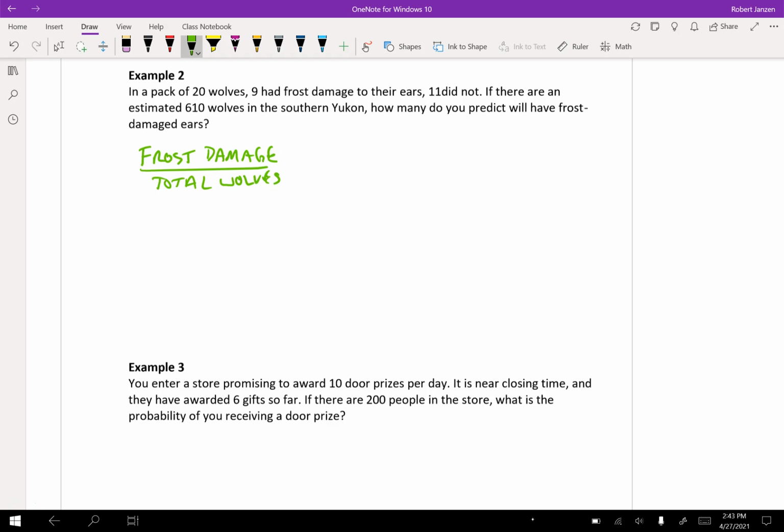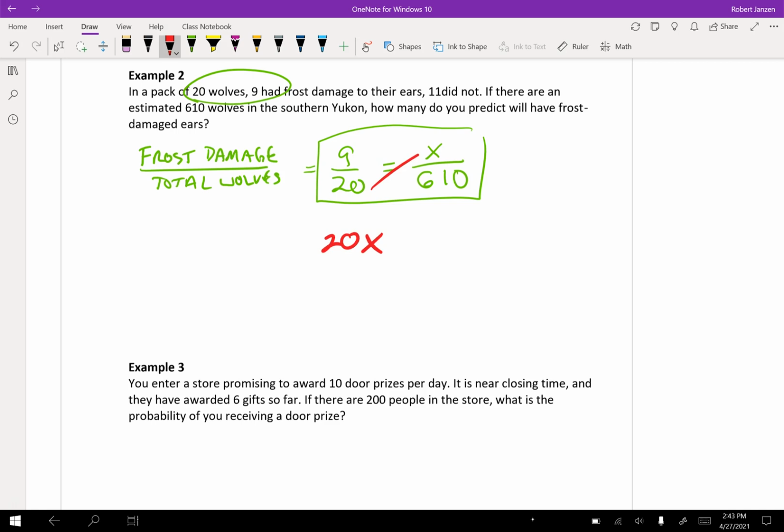Okay, and it gives us that 9 out of 20 had frost damage. Okay, and then we want to compare that to the total number of wolves. There's 610 wolves. We want to know how many would you expect to have frost damage. So here again is our proportion. Okay, so cross multiply. 20x equals 9 times 610.